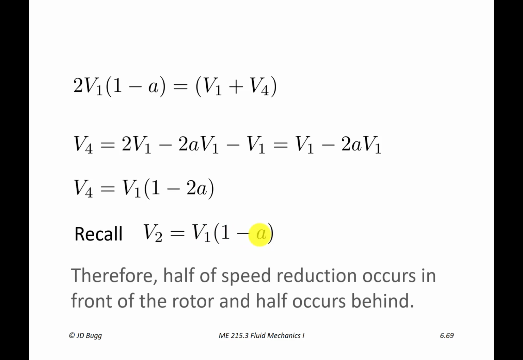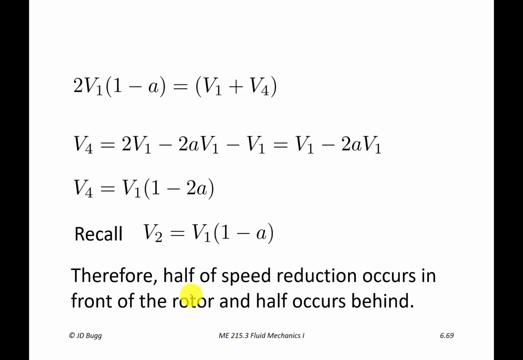So notice what this means. It means that the speed reduction that the air experiences as it interacts with the rotor, half of it occurs in front of the rotor, because that gets us to v2, and the other half occurs downstream of the rotor. So v4, remember, is our final velocity, leaving our control volume at the extreme right edge. So that's v1 times (1 minus 2a), so twice as much of a reduction as right at the rotor plane. So half the speed reduction occurs in front of the rotor, and half occurs behind the rotor.